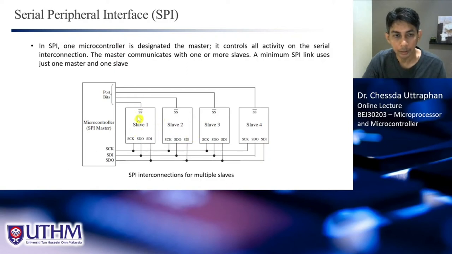How to do that is by using another wire called slave select, or sometimes we call it CS, chip select, and this one is active low. It means that if we send logic zero here, only this slave can communicate with the master. If we activate this one, only this one can communicate with the master. So we make sure that at one time only one slave is activated. We need the activation line here. That is how we implement the SPI communication protocol in our application.